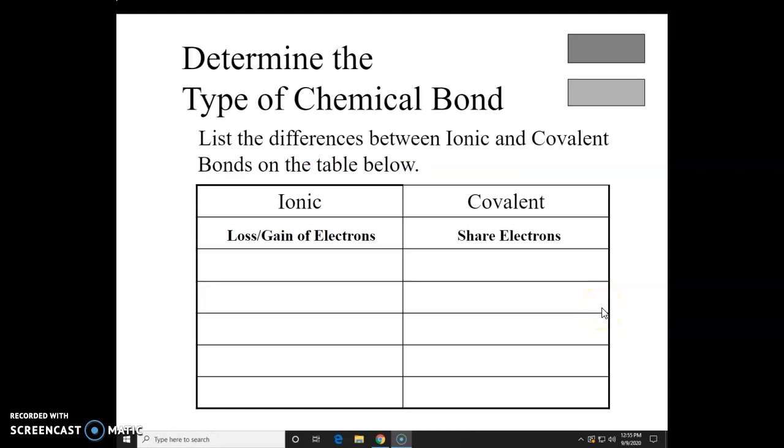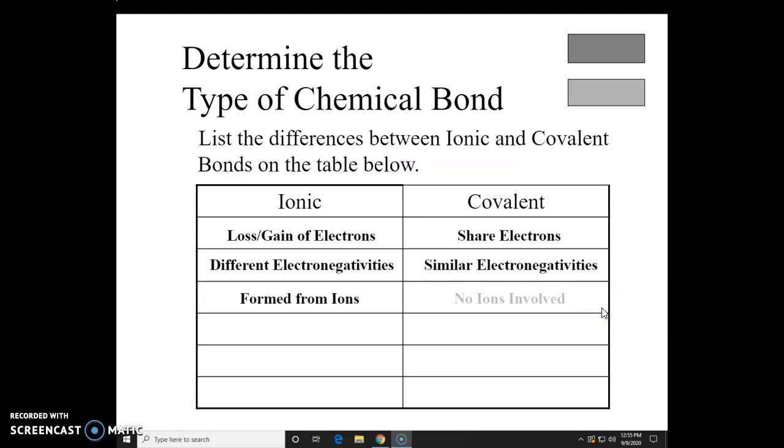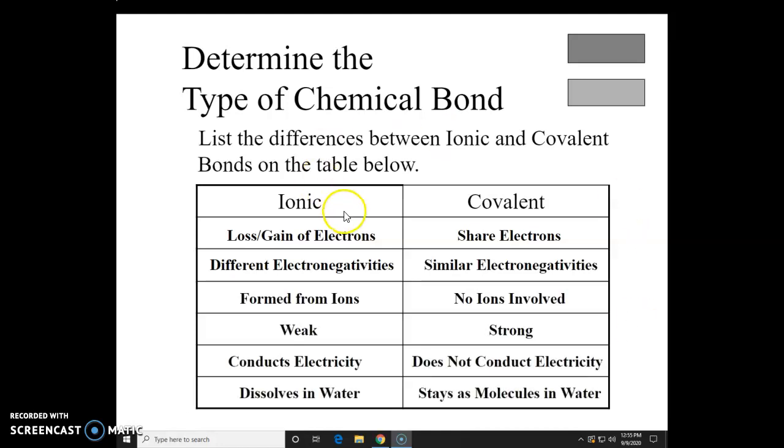So here you can make a graph in your notes to tell the differences between ionic and covalent bonds. So ionic is loss or gain, covalent's a share. Ionic has different electronegativities. That means the charge is different. Covalent has similar electronegativities. Ionic formed from ions. Covalent, there's no ions involved. Ionic's weak, covalent strong. Ionic conducts electricity, covalent does not. Ionic will dissolve in water, and covalent will stay as the molecules in the water.